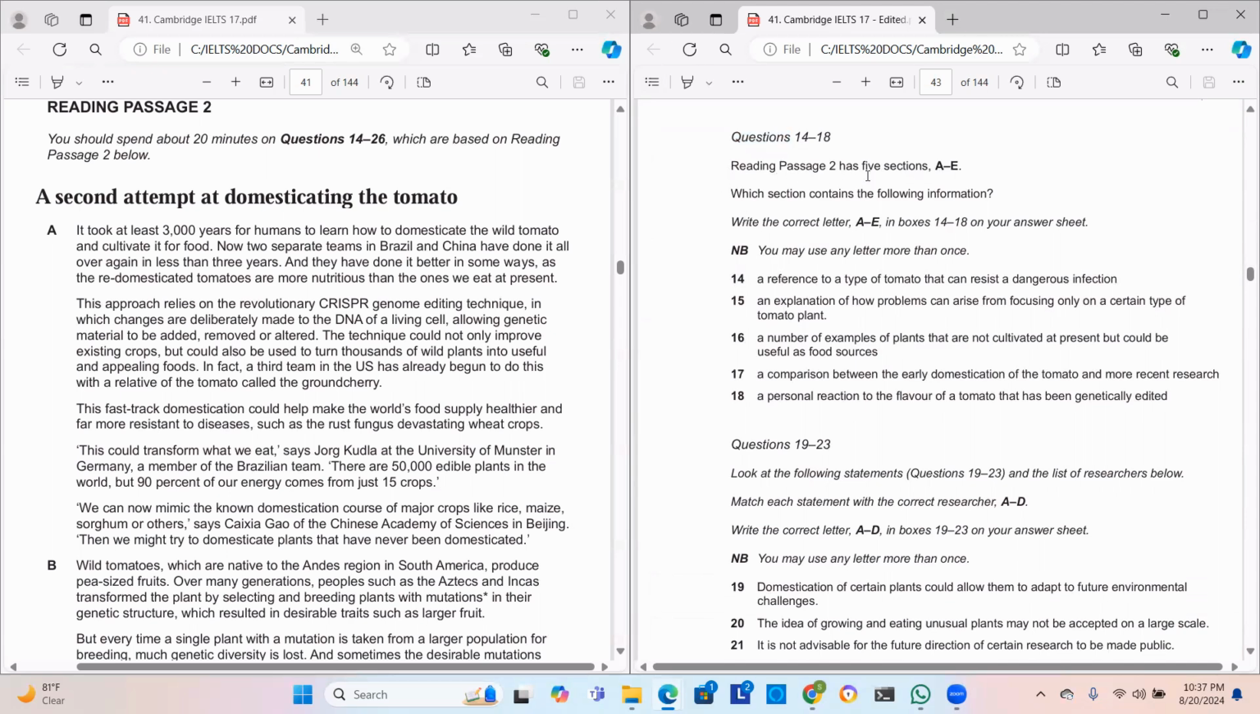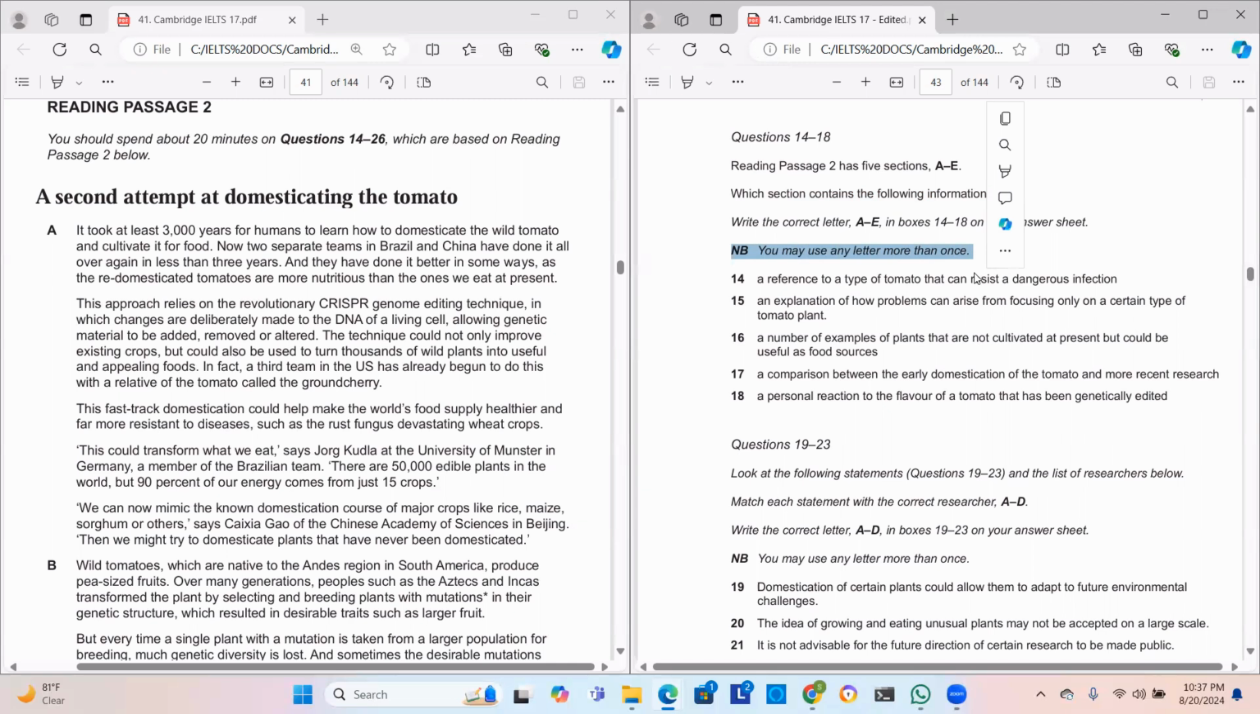So reading passage 2 has 5 sections, A to E. Which section contains the following information? Okay, so we need to figure out which section has the below information, okay? And guys, you have a note here. You may use any letter more than once. So whenever you see this instruction, you should understand that any letter will be repeated more than once, okay? So this is like a hint for you guys.